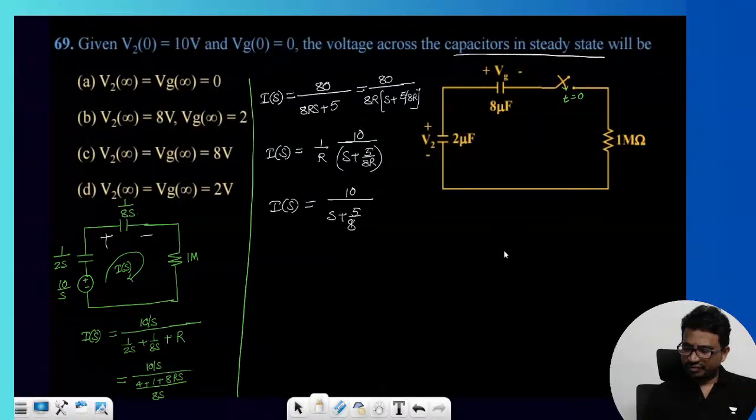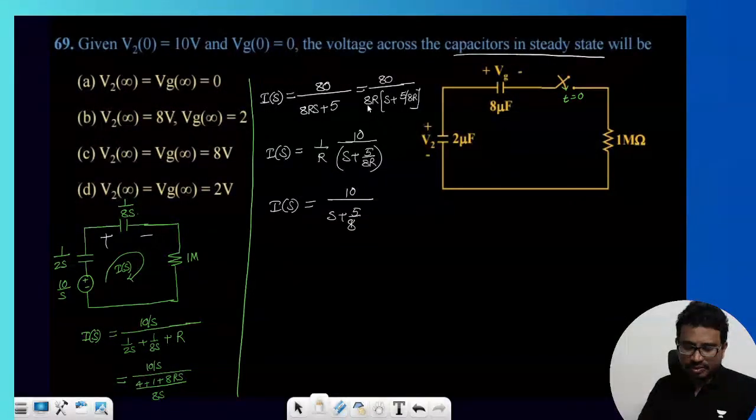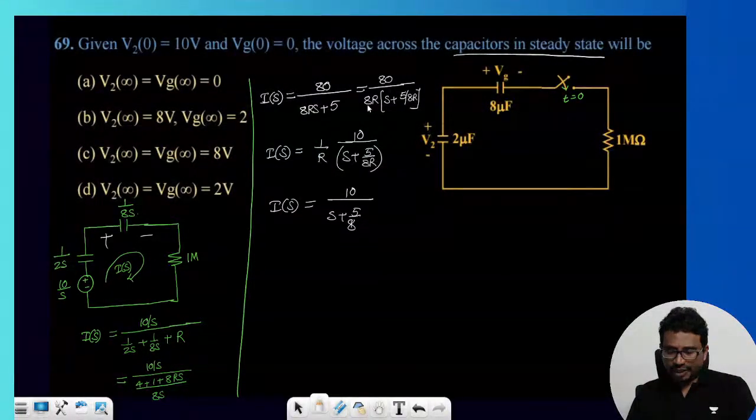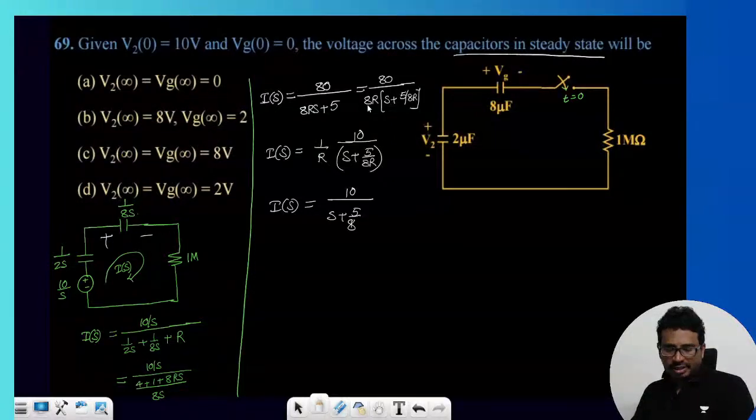Rs by 5. Why is it here? I have taken 8R common. 5 by 8, 8R will come.